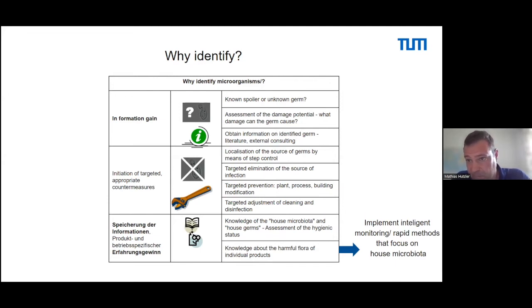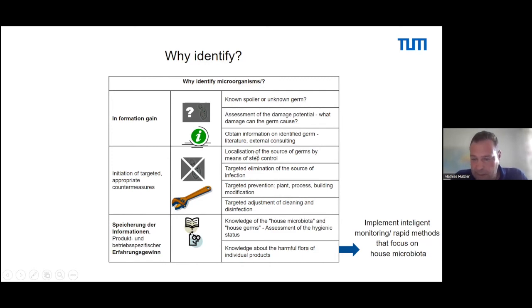So the next slide wants to answer why we shall identify microbes that we already have on the plates or that we found with other methods. It's always interesting, which spoiler is it? Is it a spoiler, or is it just a hygienic indicator, or is it a germ that does nothing? Has it any damage potential for my product or for an intermediate product? Is it important in terms of hygiene? And can I obtain information? So maybe check databases, check literature, or ask institutes like us or companies like Vermicon, for example.